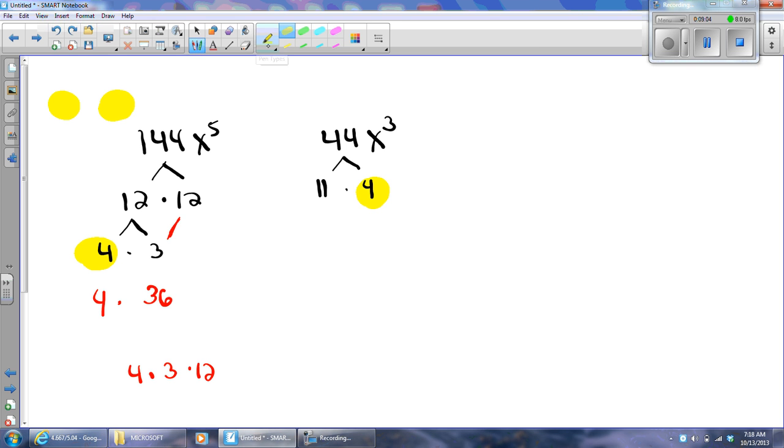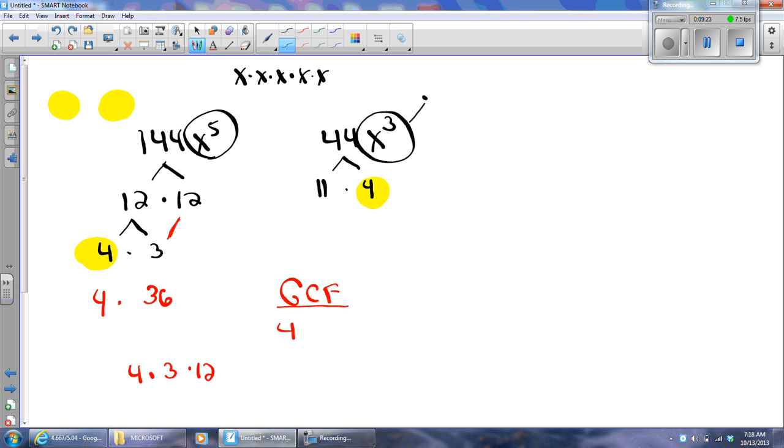Okay? Now, how about those x's? Oh, wait, I should do GCF. I know my GCF is going to have a 4 in it. How about those x's? Well, here I have 5 x's being multiplied together. And here I have 3 x's being multiplied together. They're all factors. How many do they have in common? Well, let's see here. I have 1 here and 1 here. That's common. I have a second one here and a second one there. So now I'm up to 2 x's being multiplied, a third x, and a third x. So the GCF must be x cubed. Why x cubed? x times x times x. x cubed.